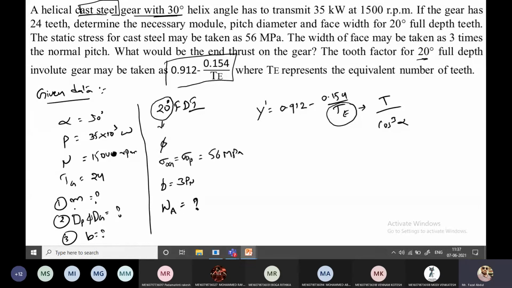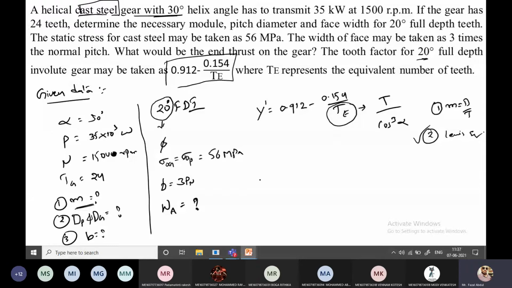First question: module is how much? Same as usual, what we practiced in the previous problem to calculate module. Two basic equations we have. The first equation: module is equal to d by t. With this relation we can find the module. Another relation is the Lewis equation. For this particular problem, the Lewis equation is suitable. Why it is suitable, you will understand while solving further.